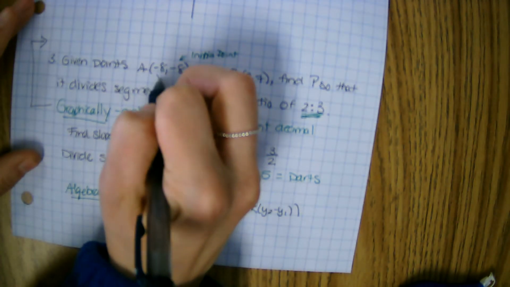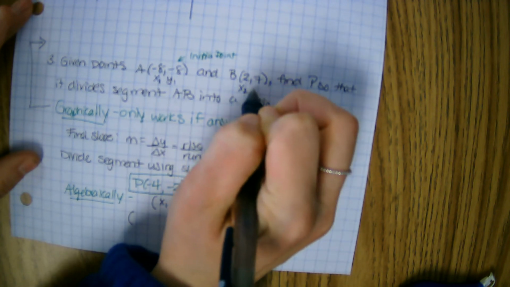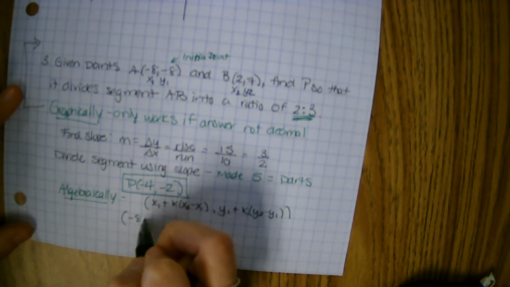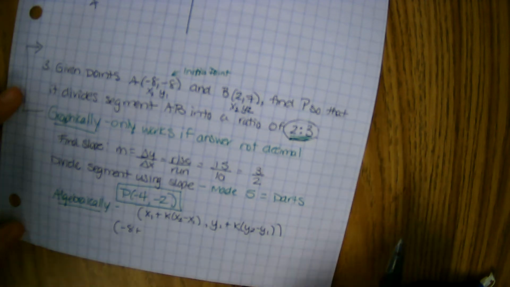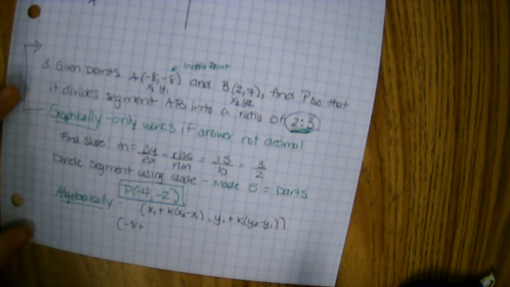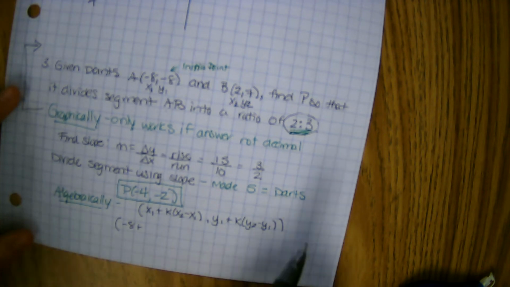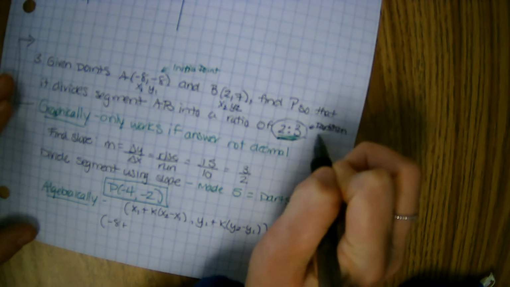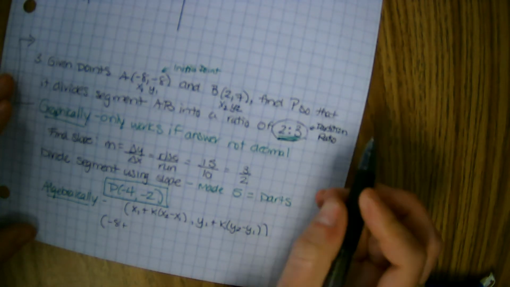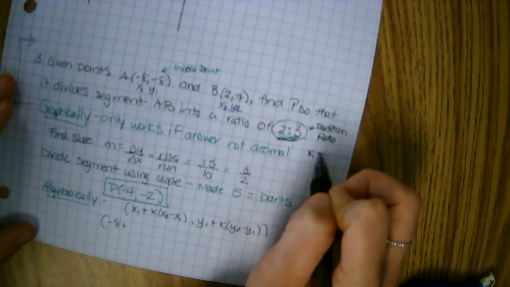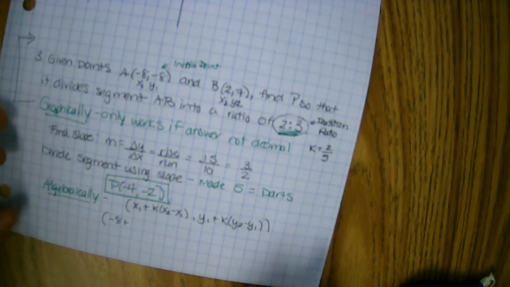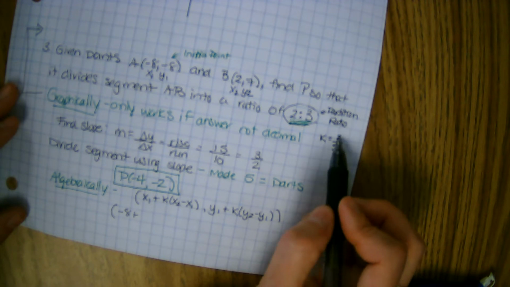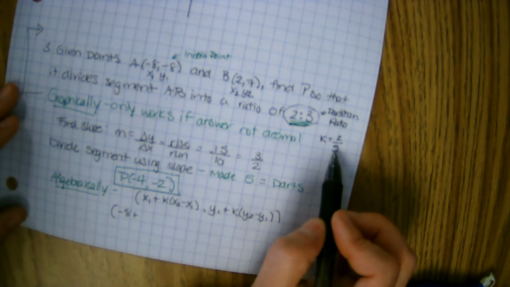Here's my A, that's going to be my x sub 1, y sub 1, and B is going to be my x sub 2, y sub 2. So now x sub 1 is -8. So if my ratio is 2 to 3, that means that my k is going to be 2/5. So this is your partition ratio, the ratio it's partitioned into. Your distance ratio, so how far the point is, will be 2 out of 5 along that segment. So point P should be 2/5 of the way from point A.